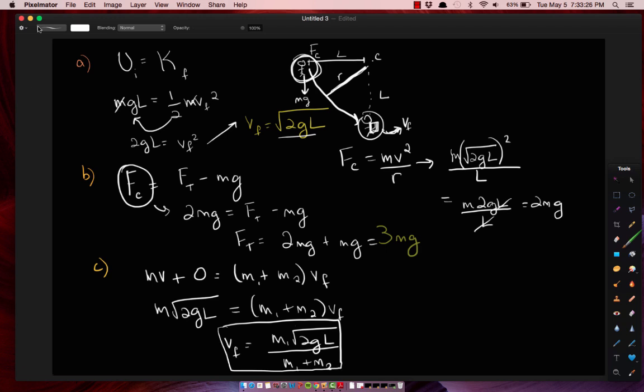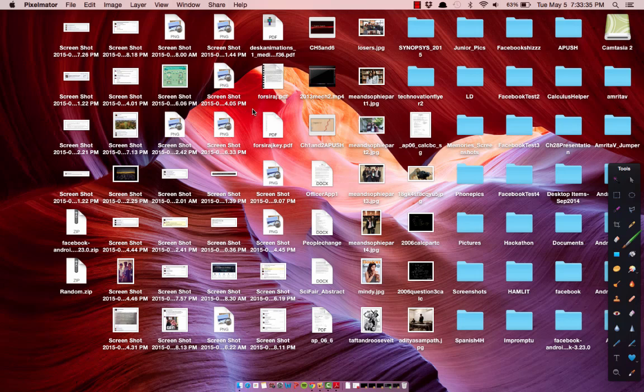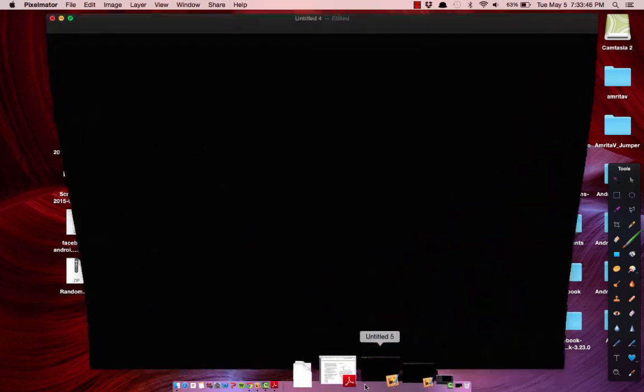Okay, and then for the second to last part of the question, they're asking what is the ratio of the kinetic energy of the person-object system before the collision to the kinetic energy after the collision? So let's first find the kinetic energy of the person before the collision. He's falling, going to hit that rock. The kinetic energy before the collision is just the kinetic energy of the person, because the rock isn't moving.